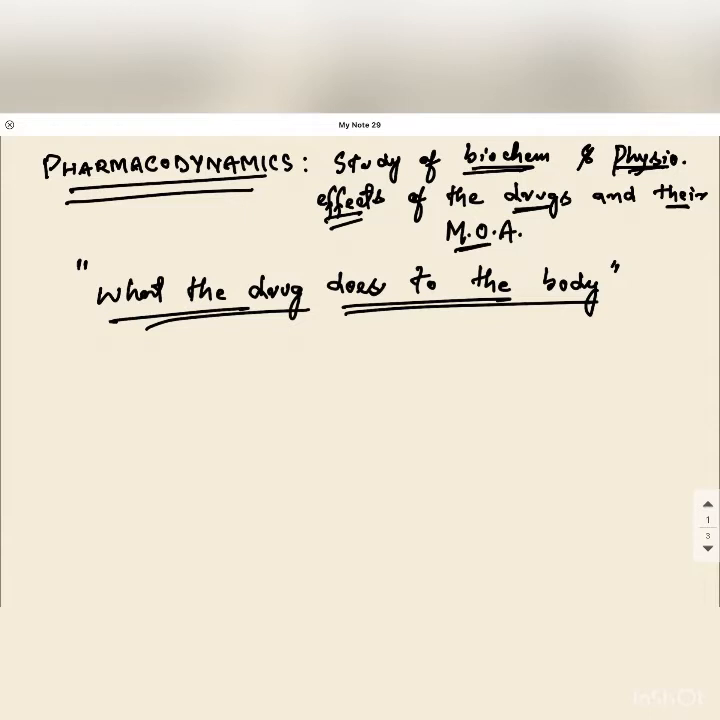So it includes two terms, that is biochemical and physiological effects of the drugs. Now we will quote an example. We will take a very simple example, as I already took the example of PCM yesterday for better understanding, that is paracetamol. We need to see what is the physiological and biochemical effect of this drug, that is, what is the mechanism of action of the drug, what it really does to the body, where it acts, on what level it acts, on what receptor it acts. These are the things we need to take into consideration.